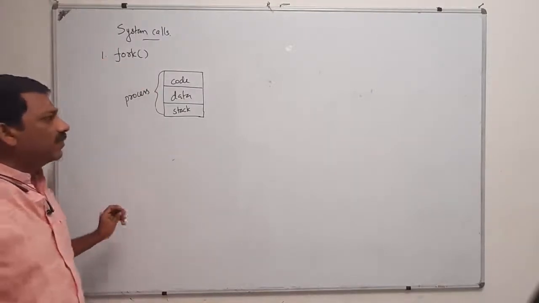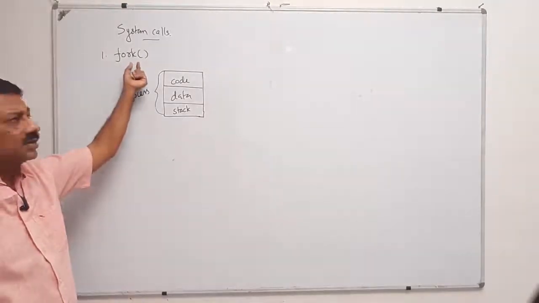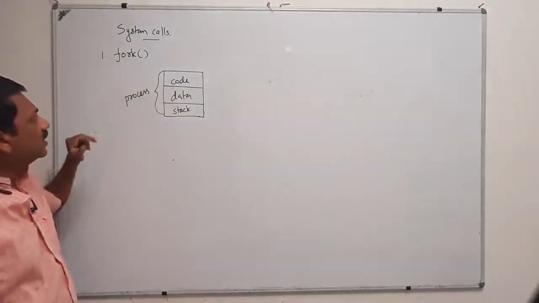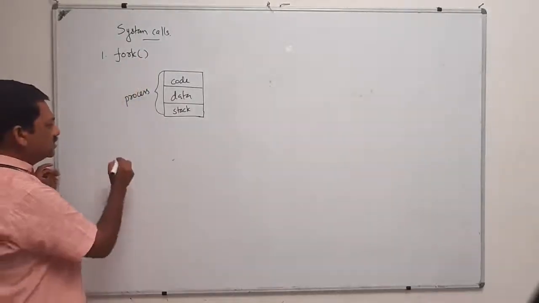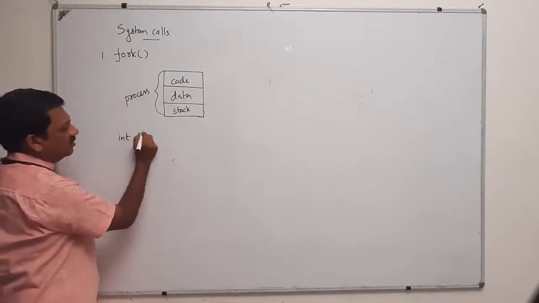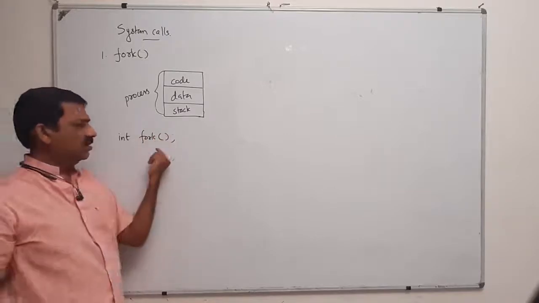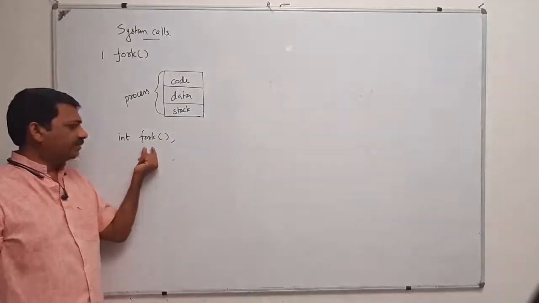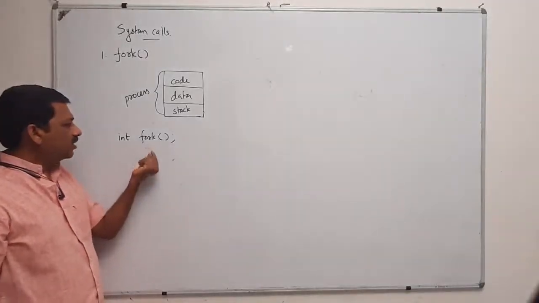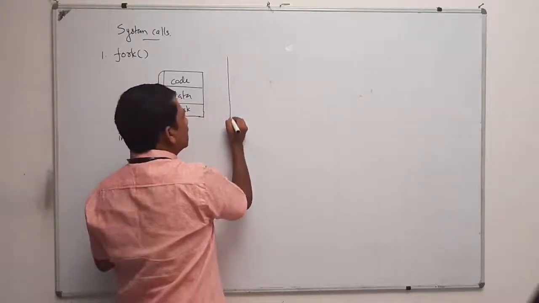So when fork is called, what will happen? This fork is carrying no parameters. The fork system call does not have any parameters, and it will return an integer value. That means the method signature is like this: int fork, without any parameters. This is the fork system call as far as the C language is concerned. And when you are calling this fork, what will happen?